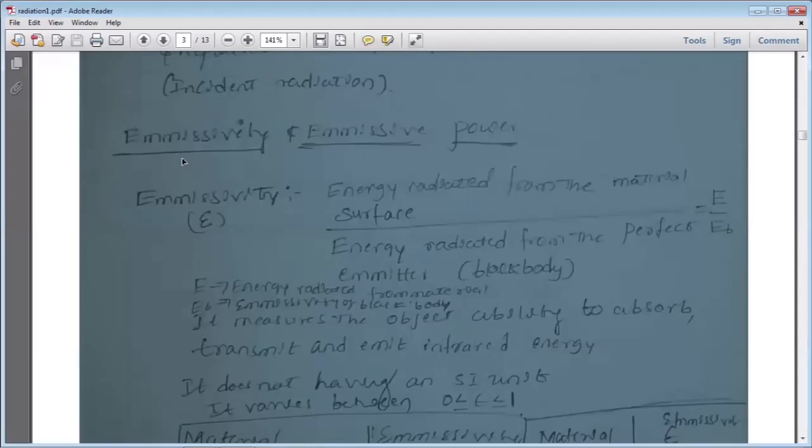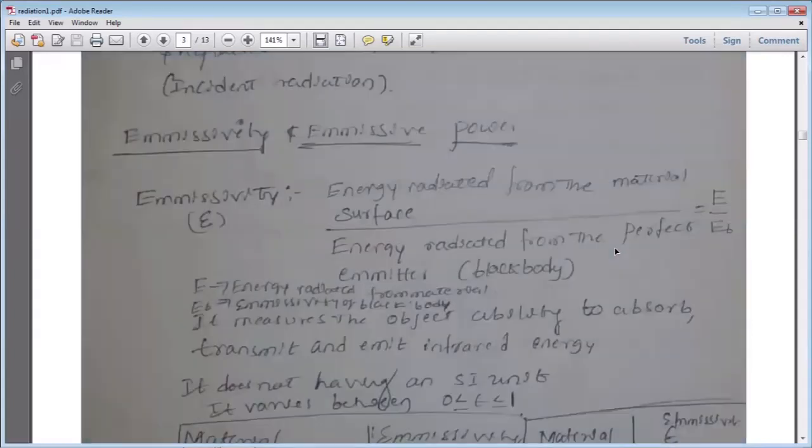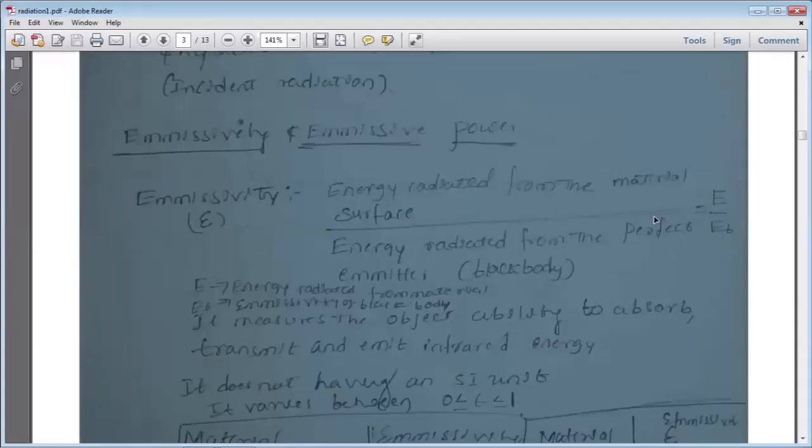So how you can define emissivity is, this is called epsilon: the energy radiated from the material surface to the energy radiated from the perfect emitter. Suppose that one is the energy radiated from the aluminium surface, to the energy radiated from the perfect emitter.